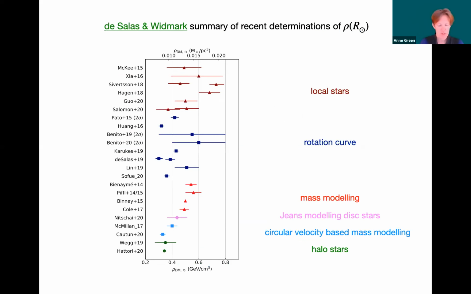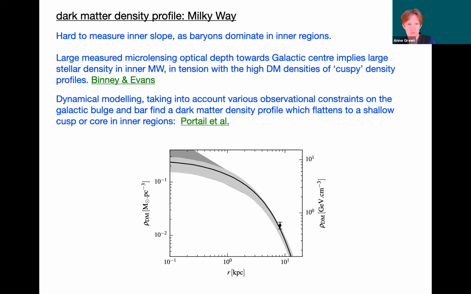Okay, so then we come to trying to measure the density profile of the Milky Way. And again, this turns out to be difficult because we're sat in it. And in particular, it's difficult to measure the inner slope. Is it minus one like NFW? Is it steeper, or is it shallower, a central density core? And the problem here is, in big galaxies like the Milky Way, the baryons really dominate in the central regions. And there's something, and again, maybe this is a tangent I shouldn't be mentioning, but I'll mention it because it's intriguing to me.